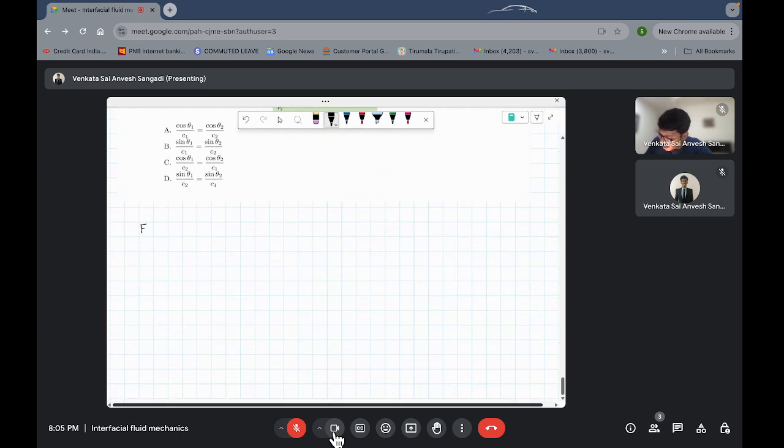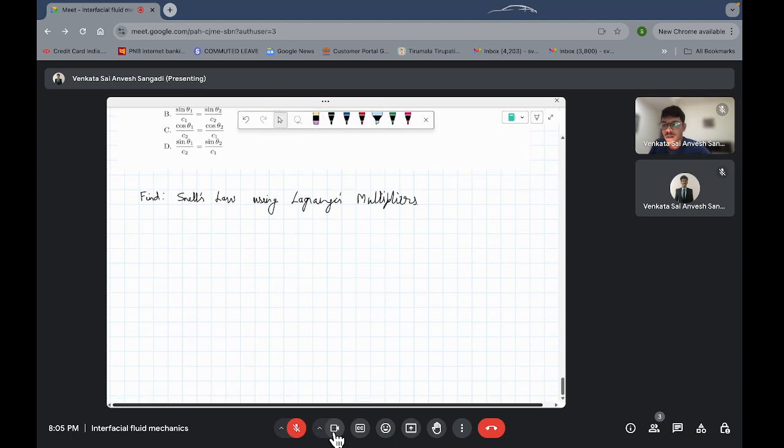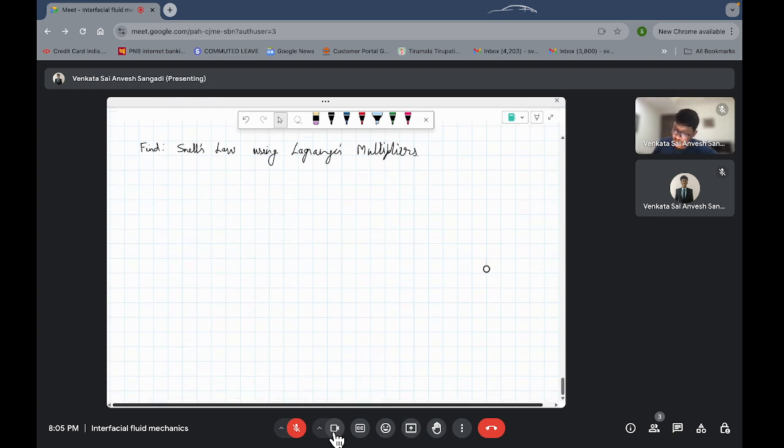So find Snell's law using Lagrange multipliers. First, let's make the diagram. Redraw the diagram here.